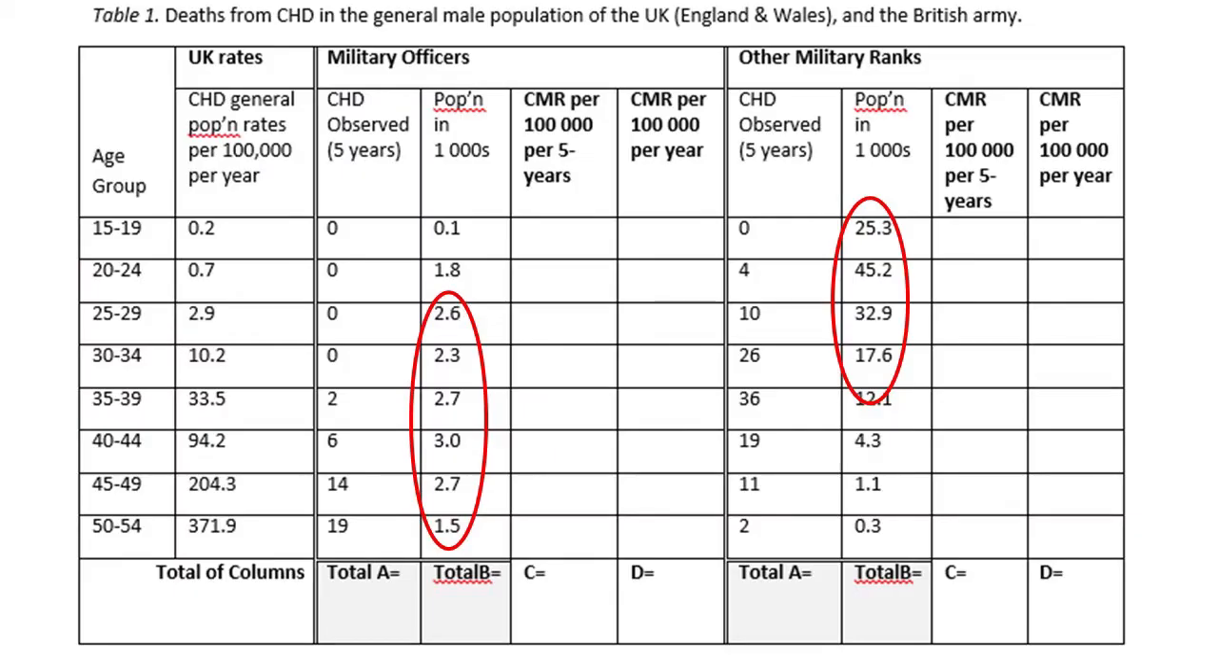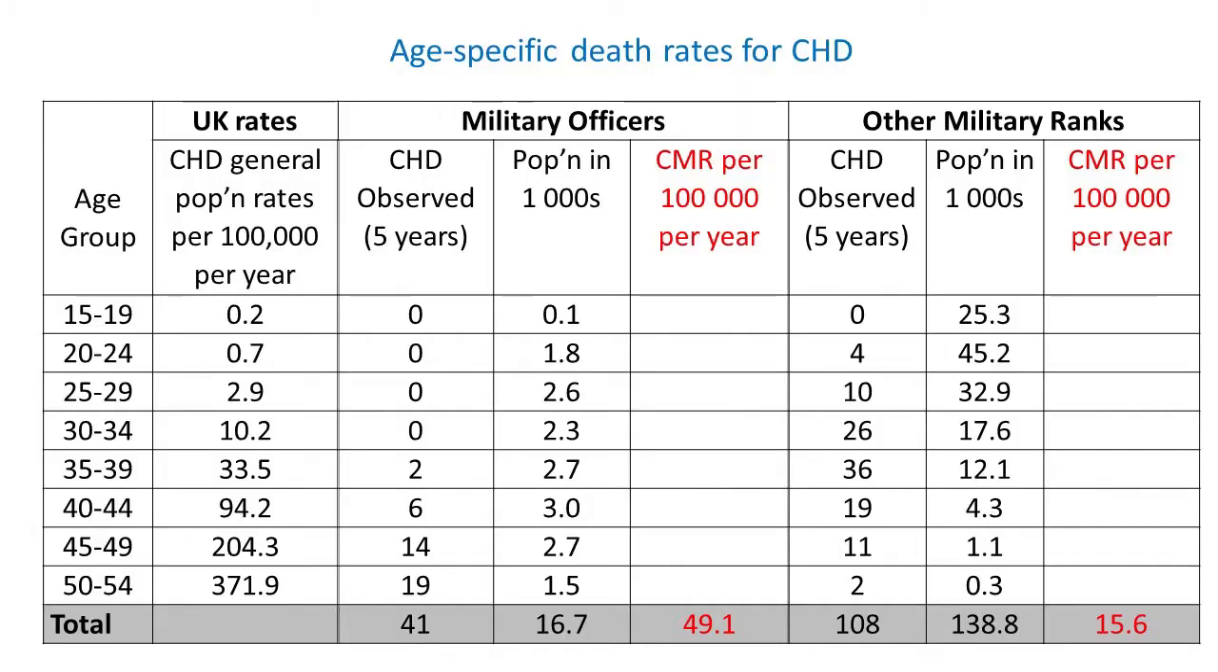If we look back at the table, military officers seem to be older than other ranks in general. And the older a person is, the more likely they are vulnerable to death by coronary heart disease. Therefore, we should have a look at age-specific death rates. As you can see in the table, 49.1 is the crude death rate per year by coronary heart disease for military officers, and 15.6 is for other military ranks. We calculated these crude death rates in the previous video.